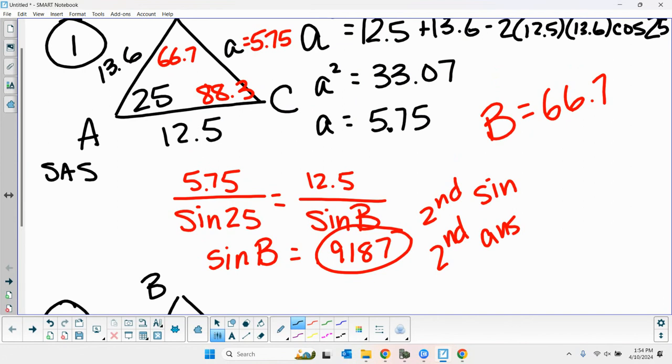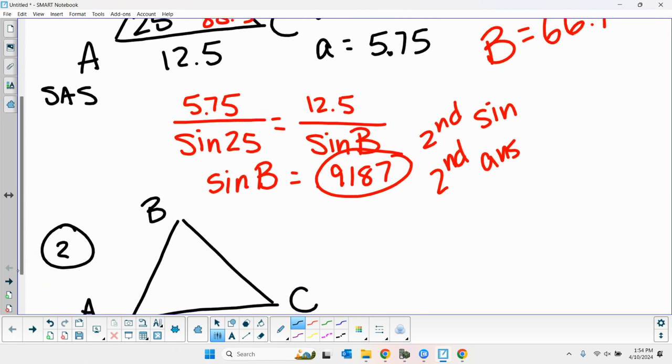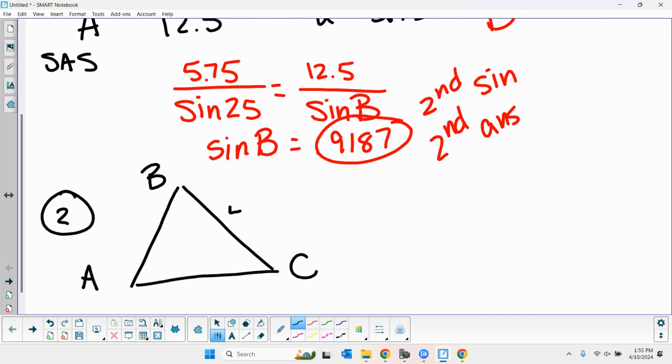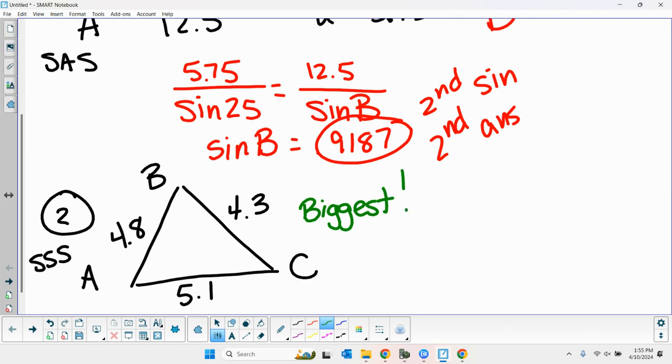All right, so this one was which situation? Side, side, side. So we have a 4.3 for side A. We have a 5.1 for side B. We have a 4.8. So these are all very close to each other, right? So which one, when it's side, side, side, which angle do we find? Biggest. Biggest, right? Find the biggest, all right?